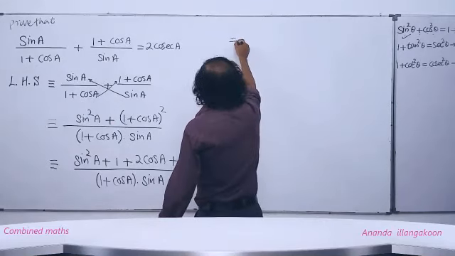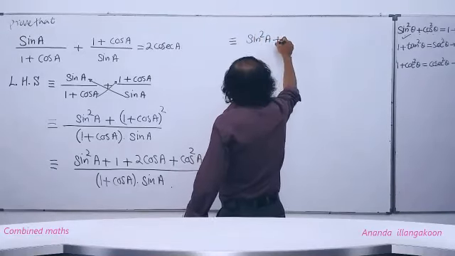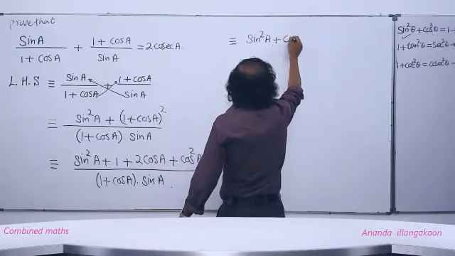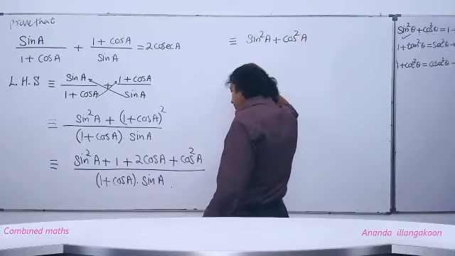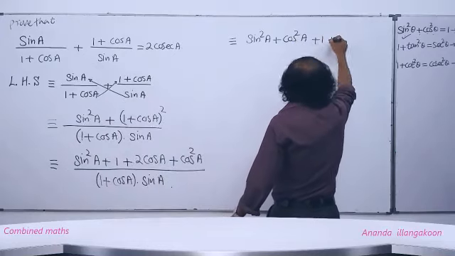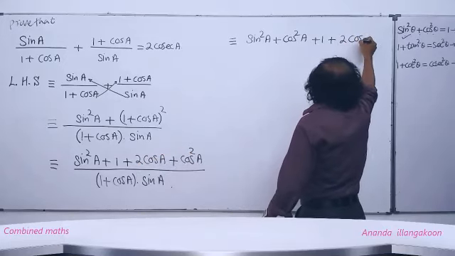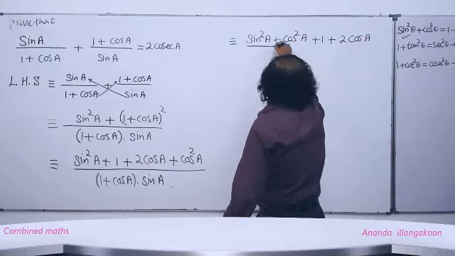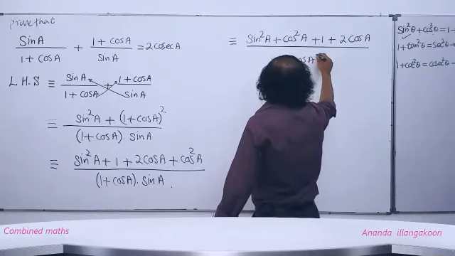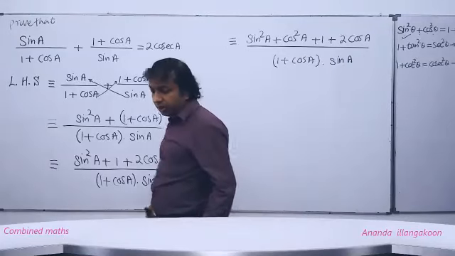It's now sine squared A plus cos squared A. I bring that pair here, plus cos squared A. And here we have plus 1, plus 2 cos A, divided by (1 plus cos A) into sine A. Right, I think up to here you could understand.